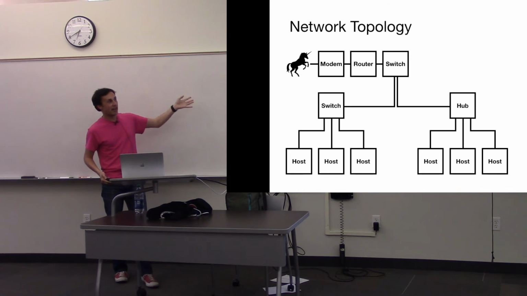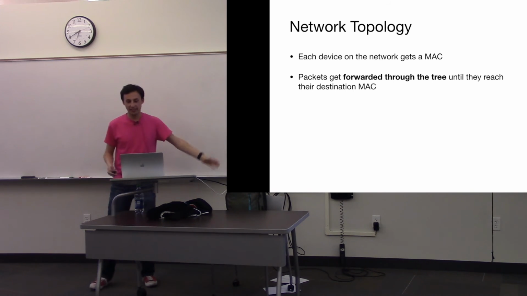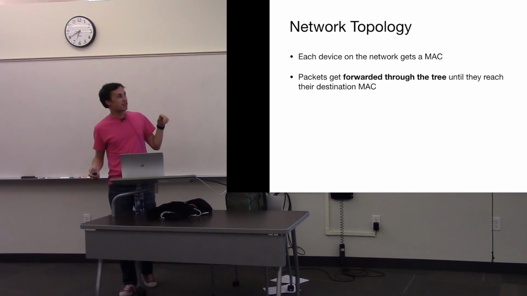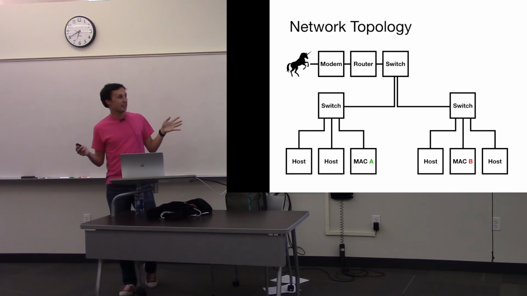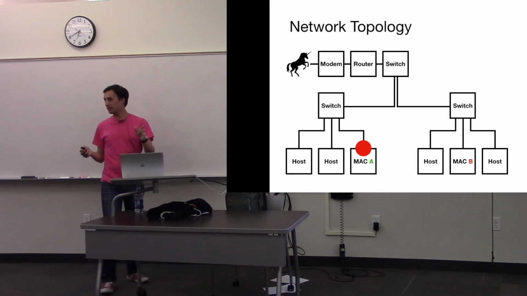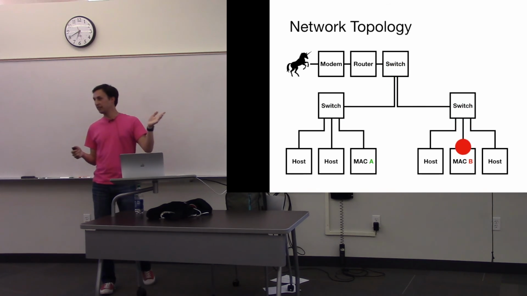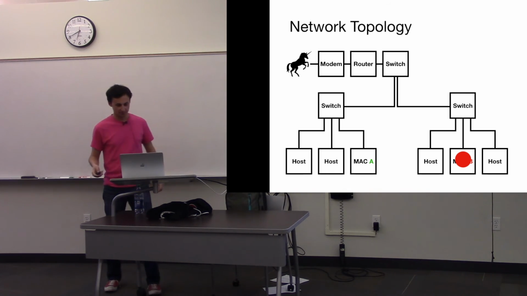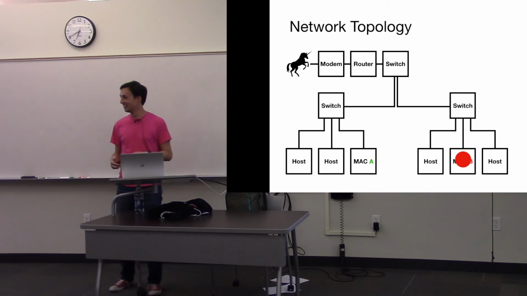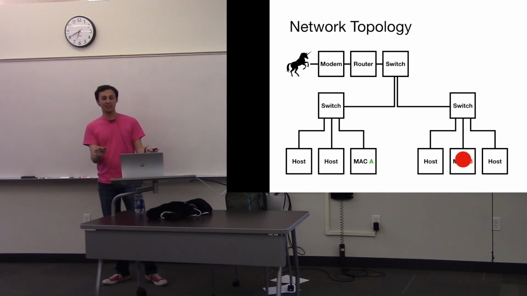Each device on the network gets a MAC, and packets get forwarded through the tree until they reach the destination MAC. So if we have our topology, we have a packet. If host A wants to send a packet to host B and it knows its MAC, it just gets forwarded along the network until it gets to MAC B. And the Ethernet layer handles sending data between MACs and whoever else.